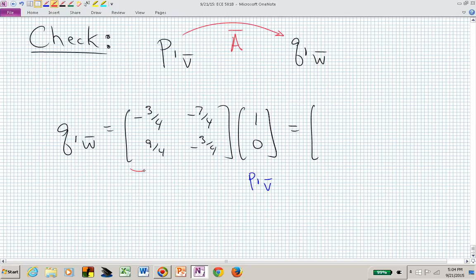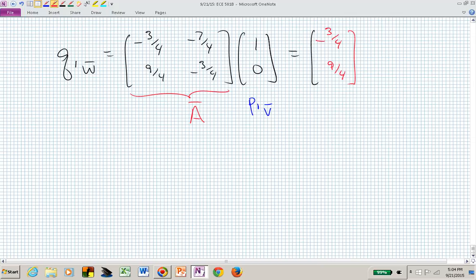This is our A bar, and the product is now minus 3/4, 9/4. And what does that mean? Well, that means that we have minus 3/4 scaling what? This is supposed to be scaling W1 bar. And then we have 9/4 scaling W2 bar.